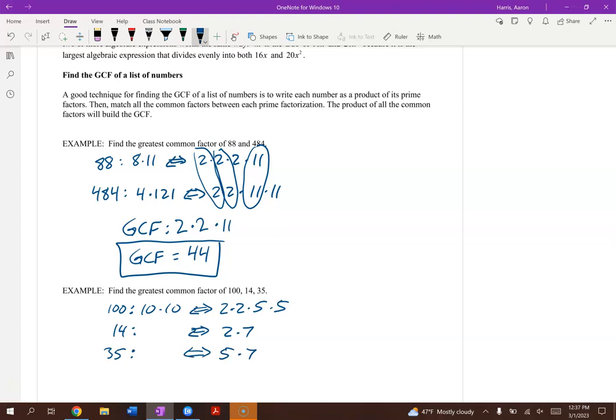So, do they all have a 2? No. Okay, do they all have a 5? Do they all have a 7? So what's our GCF? It's actually 1. I could put a 1 on all these. 1 times these is still the same number, right? So the greatest common factor is just 1. They don't have anything else in common.